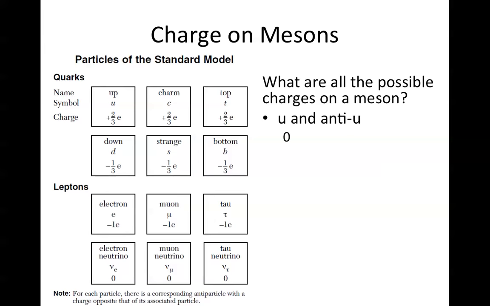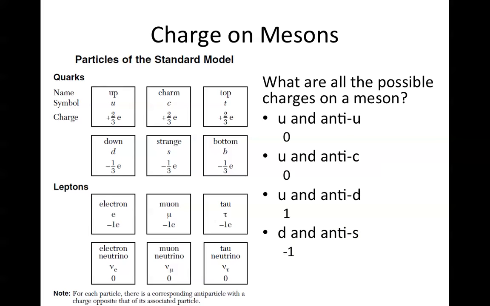So let's look at different examples. Uh-oh, that wasn't supposed to come up like that, but you're going to get the answer right now. If we look at a U and an anti-U meson, an up particle and an anti-up, we have positive 2/3 and negative 2/3. That's 0. If we look at a U and an anti-C, so a U positive 2/3 and an anti-charm particle, that's a negative 2/3, we get 0. If we look at an up and an anti-down, we have positive 2/3 and negative 1/3 flipped, because the anti-down particle has a positive 1/3, so the charge there is 1.